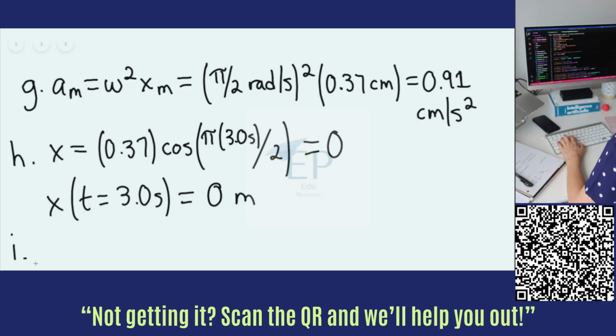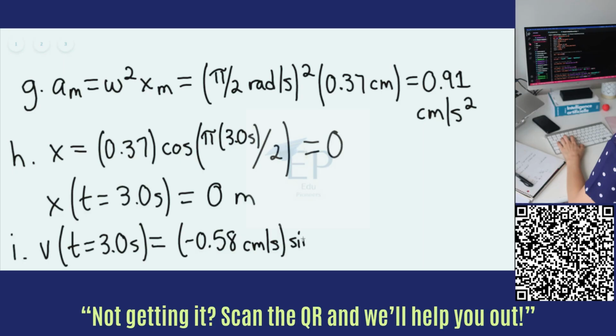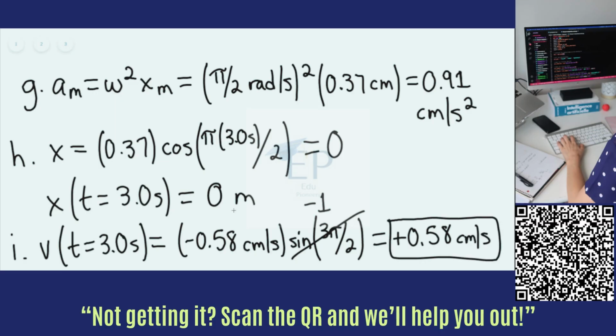And then finally, for part I, keep the calculator in radians mode. We can then say that v at t equals 3.0 seconds would give us negative 0.58 centimeters per second multiplied by sine of 3 pi over 2. Sine of 3 pi over 2 is going to be negative 1. So negative 1 times negative 0.58 would be positive 0.58 centimeters per second. This would be our answer for part I, our answer for part H, and our answer for part G.